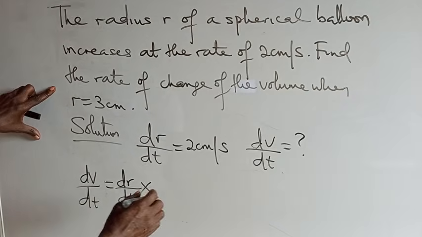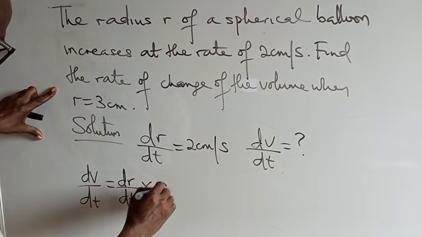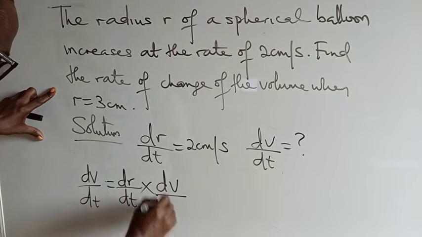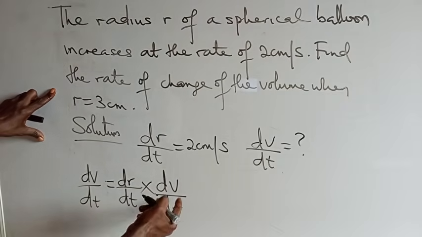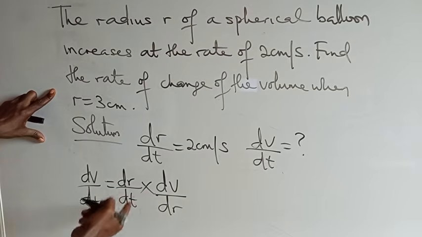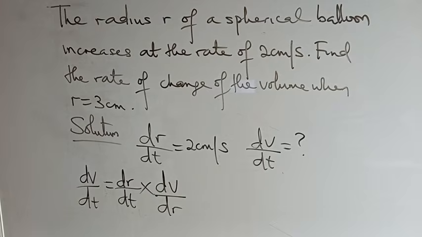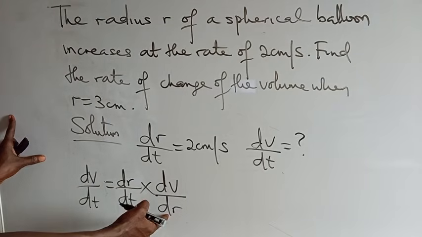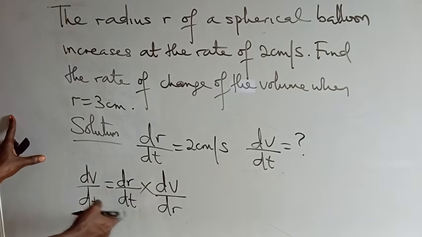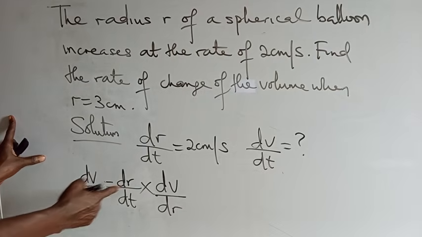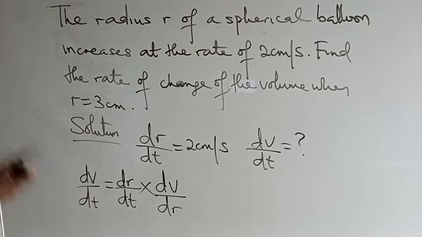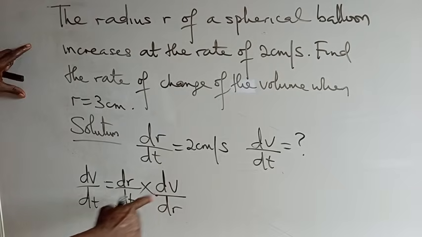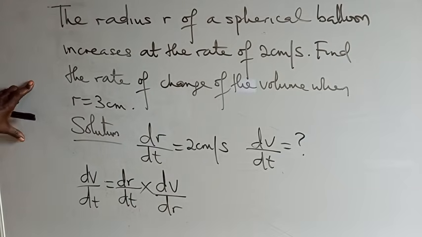First of all, the dV must be over dr, so that when you cross-multiply, the dr will cancel the dr, and you will be left with dV/dt. So you can see how I got my dV/dr, because we are given dr/dt and we are looking for dV/dt. Just by dividing this by this, you get dV/dr, because the dt will cancel out. That's just the method, that's the logic. So now, what's our dV/dr?